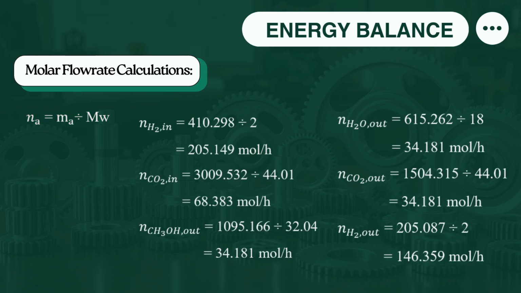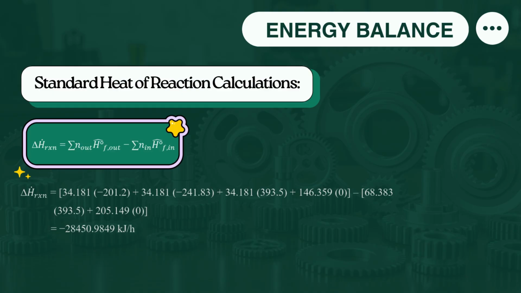And lastly, the hydrogen gas at the outlet is 146.359 mole per hour. Furthermore, I calculated the standard heat of reaction, which equals the summation of the molar flow rate of the outlet times the standard heat of formation at the outlet, minus the summation of the molar flow rate of the inlet times the heat of formation of the components at the inlet.